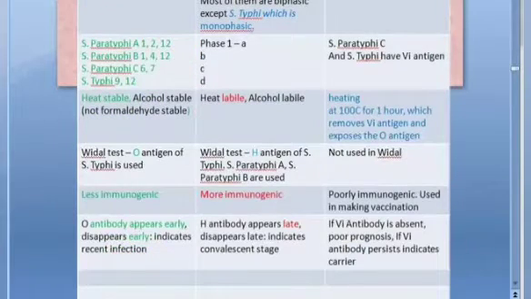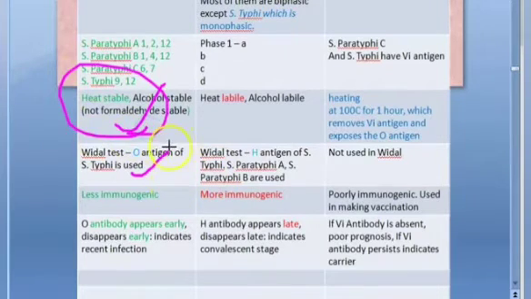Now, this is heat stable. So, it is heat stable and that's why, when you heat it, VI will go and O will get exposed because O is heat stable. O antigen of Salmonella typhi is used in Widal test. Remember, Widal test uses O and H antigens. O of Salmonella typhi is used in Widal test. That will have 9 and 12, correct? 9 and 12, Salmonella typhi.